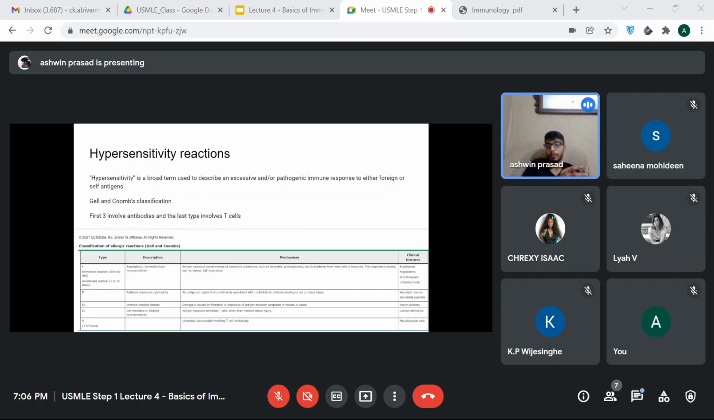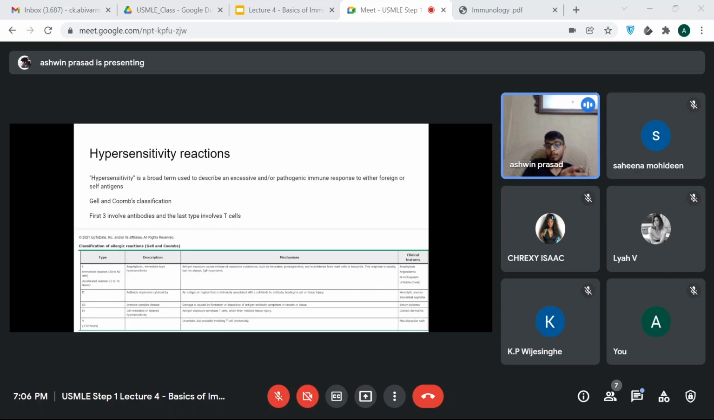It can be either to a foreign antigen or it can even happen to a self antigen. There are four types. The first three types involve antibodies, and the last type involves T cells. It's important: type 4 hypersensitivity is caused by T cells, and the first three are somehow related to antibodies. This is a brief summary of all of them, but we'll go through all of them in detail.